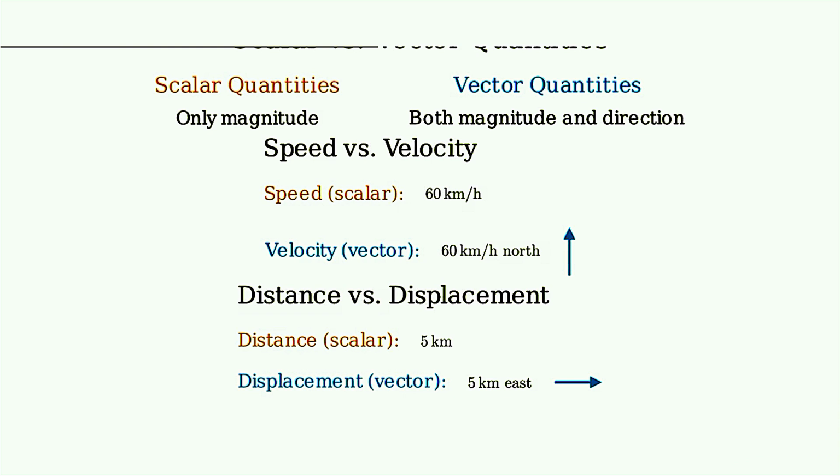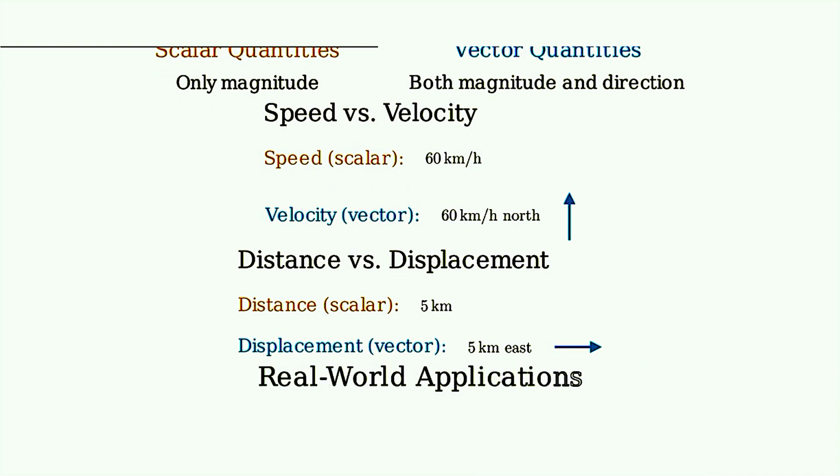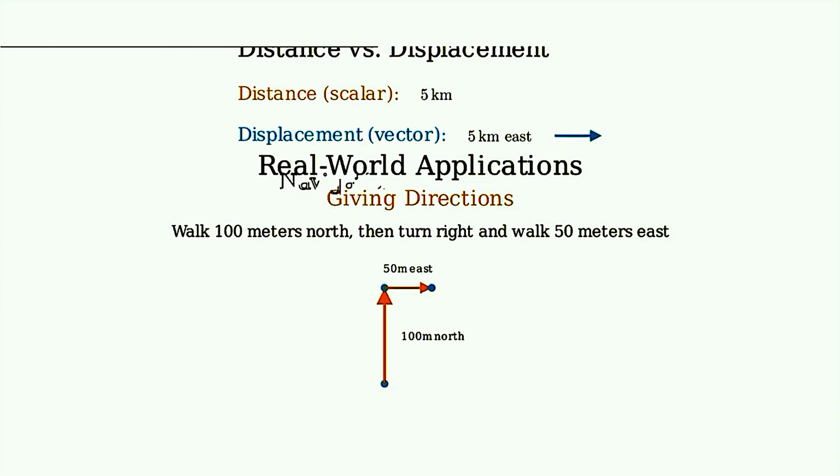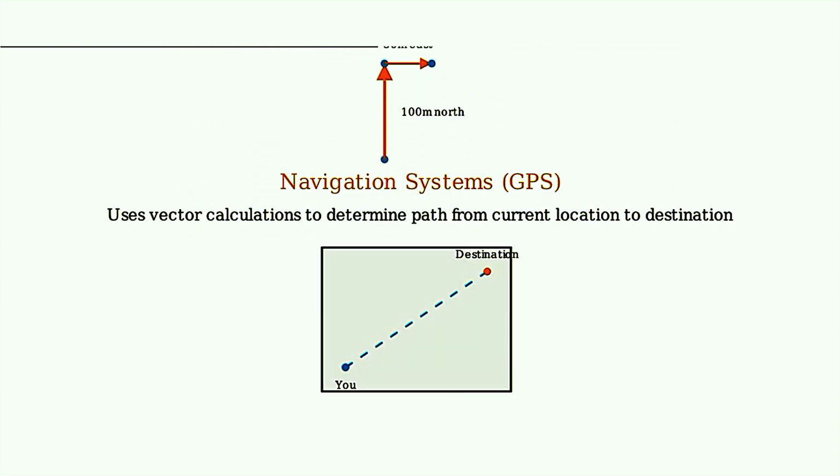Let's see how these concepts apply in real-world contexts. When giving directions to someone, you need to specify both distance and direction. For example, walk 100 meters north, then turn right and walk another 50 meters. Here, each instruction is a vector because it includes both magnitude and direction. In navigation systems like GPS, vectors are essential for providing accurate directions. The system calculates the displacement vectors needed to get from your current location to your destination.